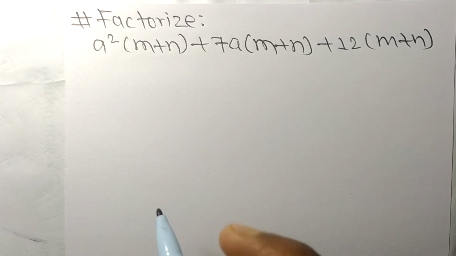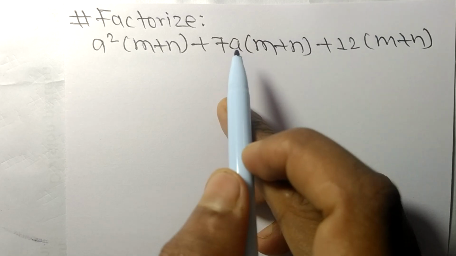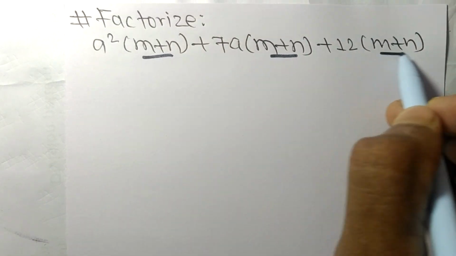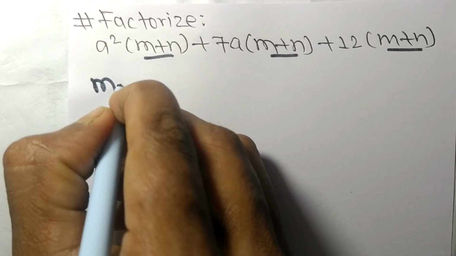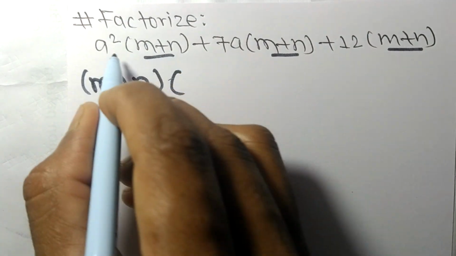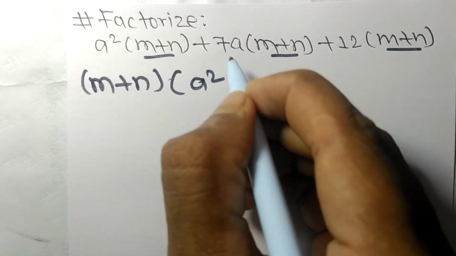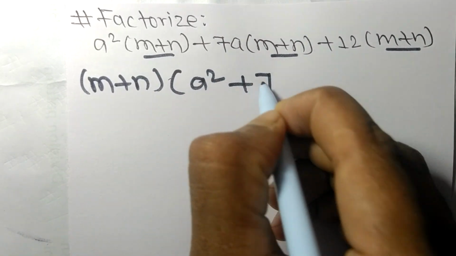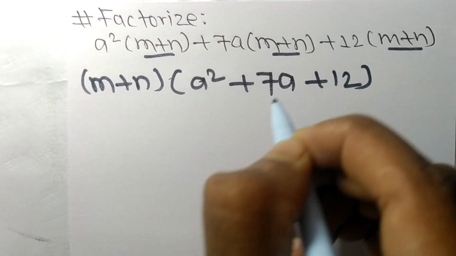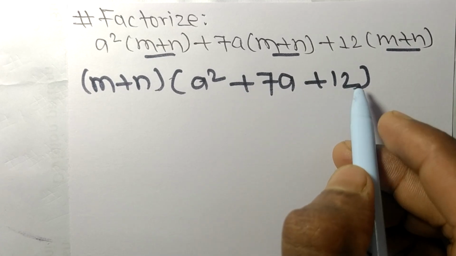So today in this video we shall factorize this expression. So this all has common m plus n. So m plus n is common, and the remaining in all these expressions is: in the first, a square, in the second, plus 7a, and in the last, plus 12. So now we have to factorize this expression.